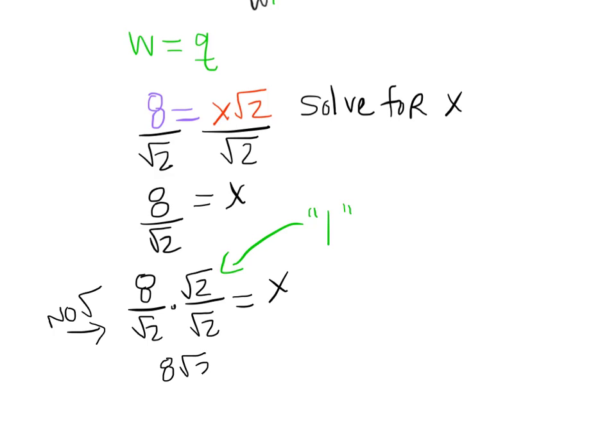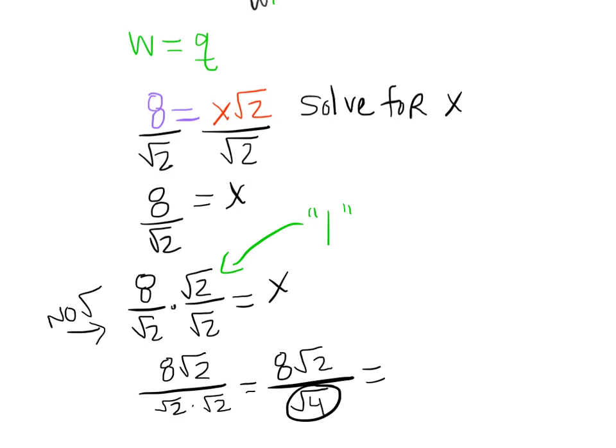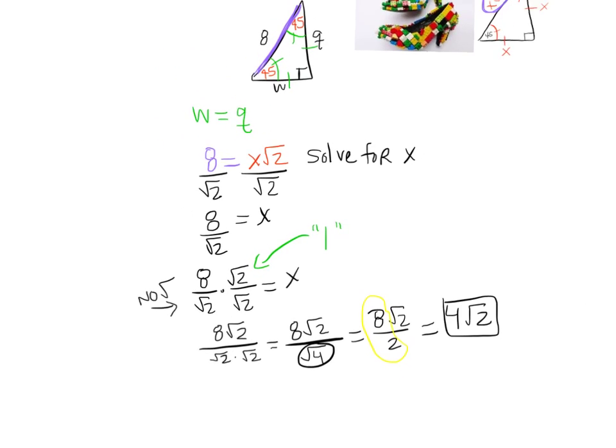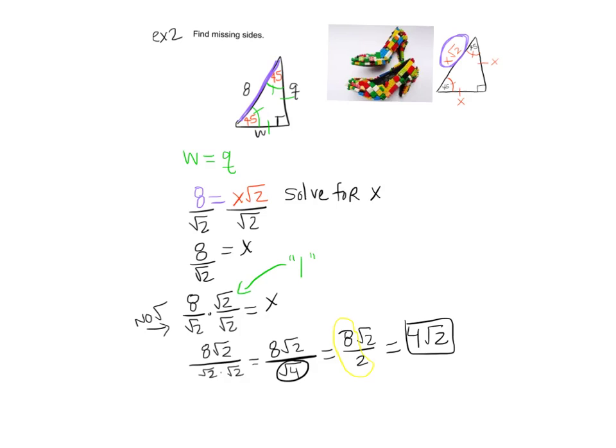Multiplying across, I get 8 square root of 2 over the square root of 2 times the square root of 2. Well, that's 8 square root of 2 over the square root of 4. Hey, what's the square root of 4? Well, that's 2. I'm almost there. Now I can simplify 8 divided by 2. 8 divided by 2 is 4. So that's a lot of work to find out that actually that missing side is 4 square root 2. So W and Q are the side length 4 square root 2.